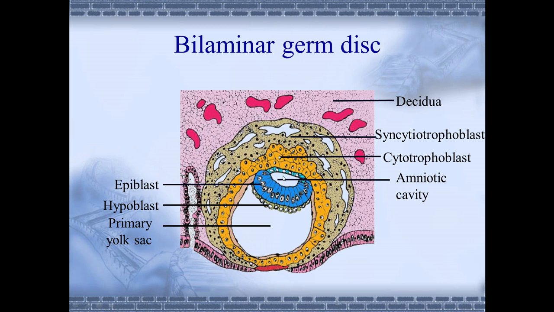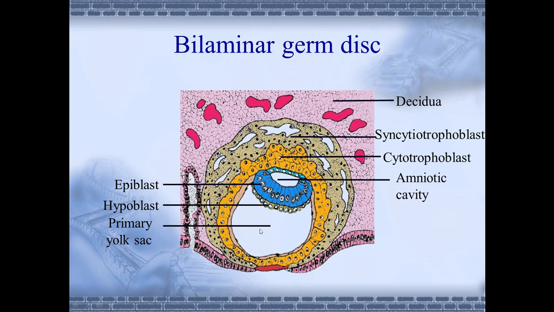This amniotic cavity is formed between the epiblast and the trophoblast. Above is the trophoblast, below is the epiblast. Between trophoblast and epiblast is the amniotic cavity, and it is filled with the liquor amnii or amniotic fluid, and the roof is formed by the amniogenic cells. You can see these amniogenic cells, and the floor by the epiblast. Roof is formed by the amniogenic cells and floor by the epiblast.